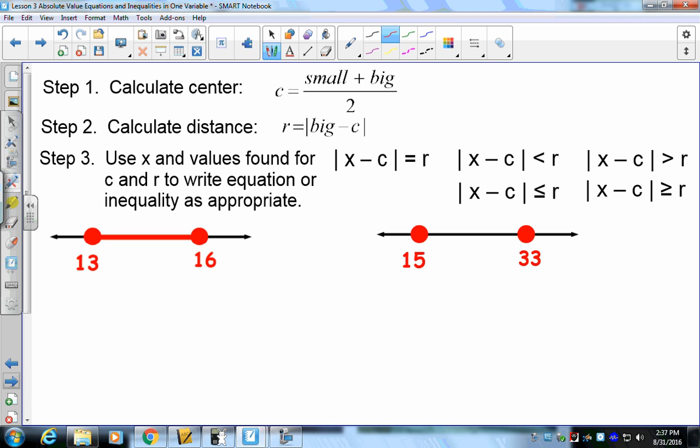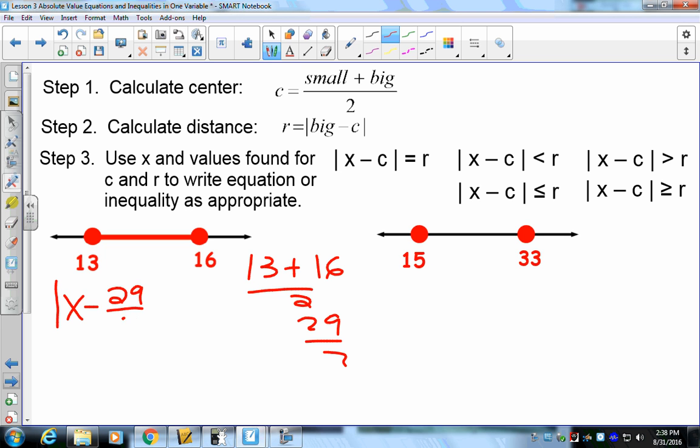All right, we've got two more examples here, okay? This one right here, 13 plus 16 divided by 2 gives me 29 over 2. Keep it as a fraction for right now, and we'll come back to that. Less than or equal to, and the distance is 3/2.